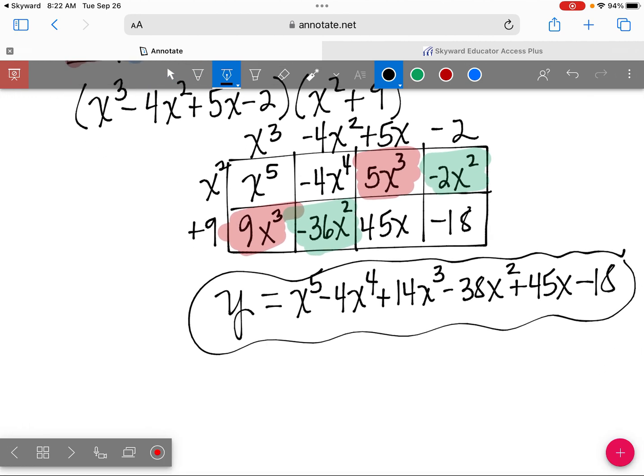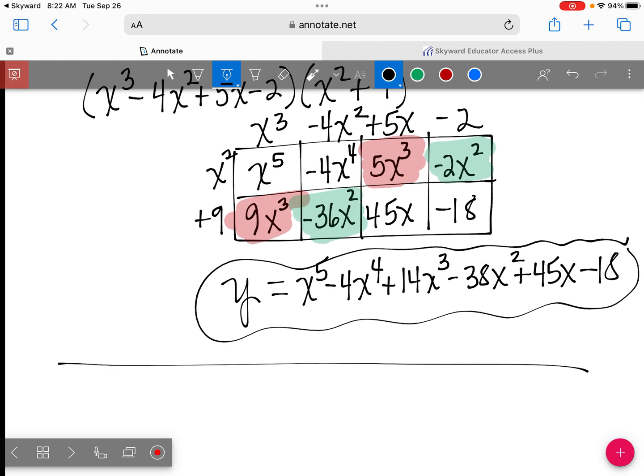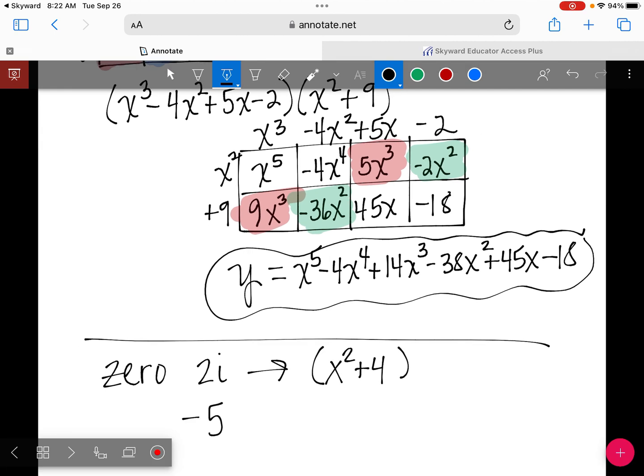But what I do want to talk about, because this is going to come back up, is if let's say in the homework it says you have a zero of 2i, what would my factor be? Keep in mind that whenever it's an imaginary, it always starts with an x squared plus. So that would be x squared plus 4. You see the pattern here? If I said that the zero was negative 5i, it would be x squared plus 25. So the key is that it has to be an x squared and it has to be a plus in order for you to get the imaginary.